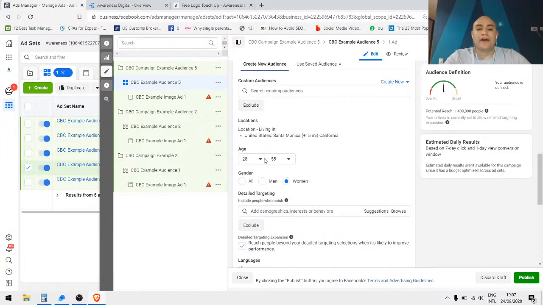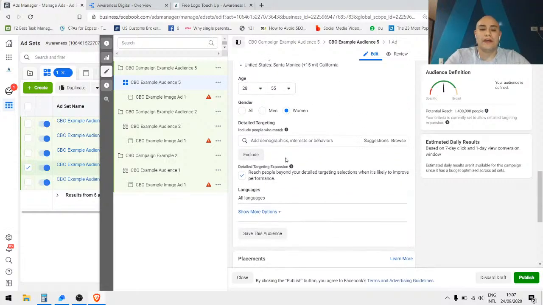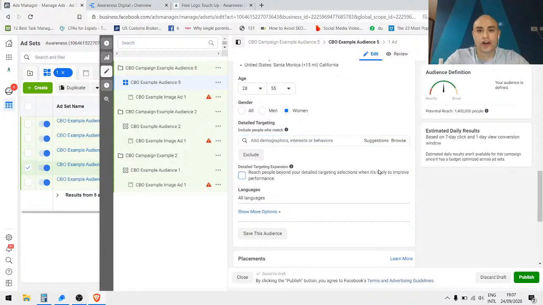Okay, so we have the 2855 living in Santa Monica, 50-mile radius. We're at 1.4 million. So we're at the interest. Again, detailed targeting expansion in your CBO, turn that off. Just turn it off. Because basically if you have that on, it's going to reach beyond, but sometimes Facebook will just spend more to spend more. You don't want to do that until you've identified what's working and what your audience is, right? How can you expand something to reach something else if you don't know if it's going to work? You're just going to waste money.